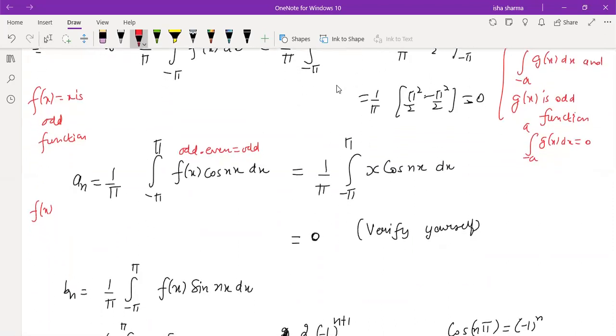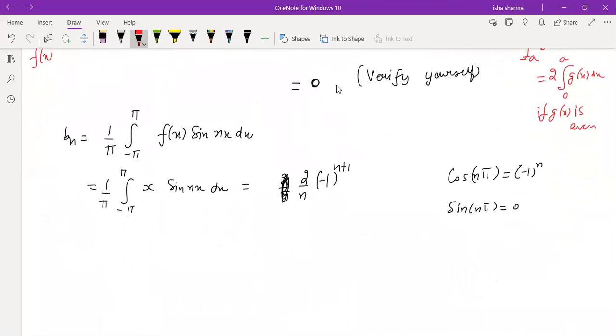And what about even functions? If you have the integral from minus a to a of g(x) dx, and g(x) is an even function, then it is 2 times the integral from 0 to a of g(x) dx. These results will be very frequently used throughout this chapter, because most of the integrals are of the type minus pi to pi, so they are always of the type minus a to a. Just by examining whether the integrand is odd or even, we can use these results and simplify our calculations.